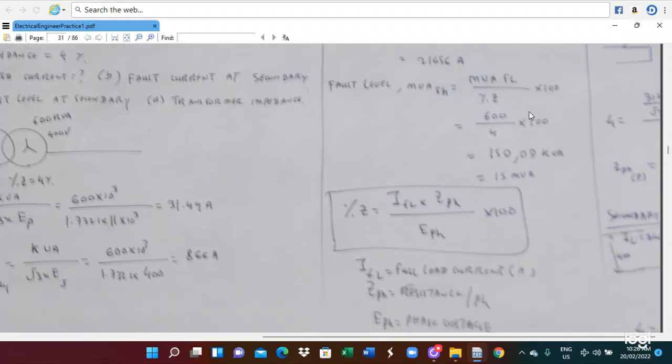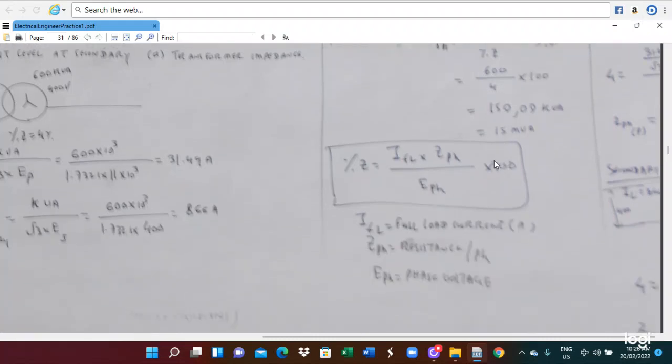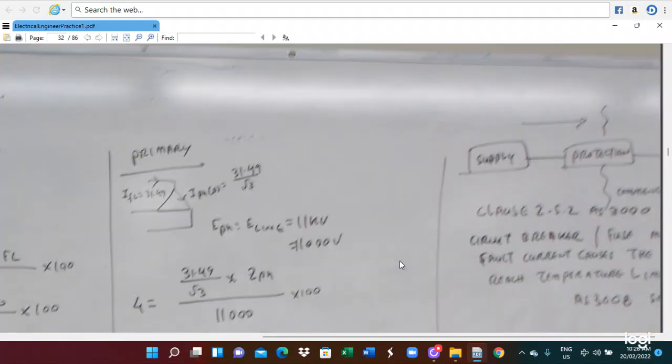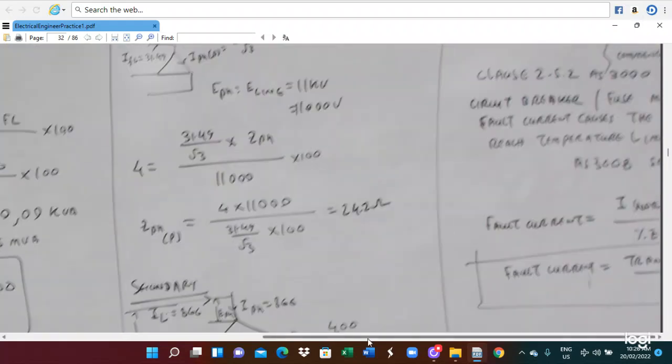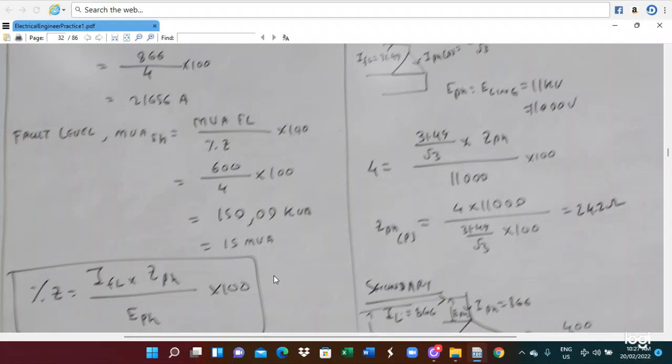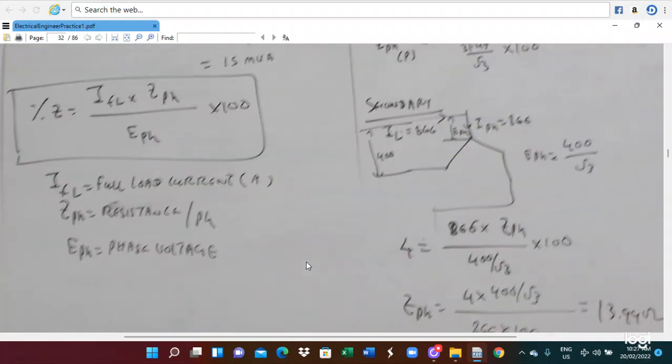Then we also have to calculate the percentage impedance equation. The percentage impedance equation is percentage Z equals the full load current multiplied by the phase impedance, divided by the phase voltage, multiplied by 100. In this case, I_FL is the full load current, Z_ph is the impedance per phase, and E_ph is the phase voltage. So we have to substitute those factors in this equation so we can calculate the percentage Z.